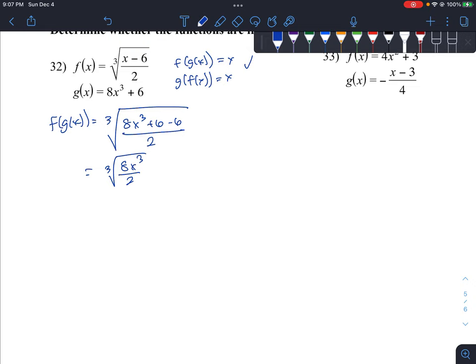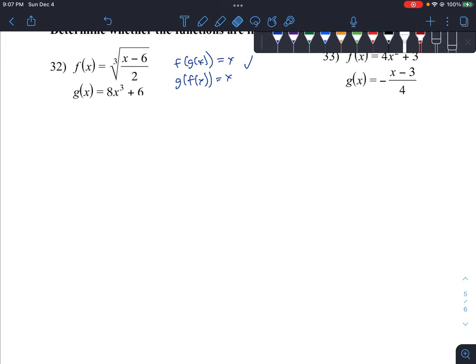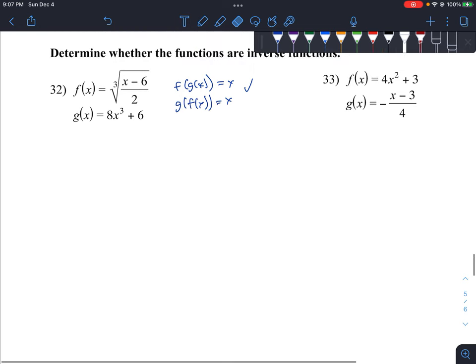Okay, I think I know what the problem is here. I think I wrote this wrong whenever I was typing out the test. I'm going to correct it on your key. So this should be the cube root. This should not be in a cube root. Okay, that's going to make it a lot easier.